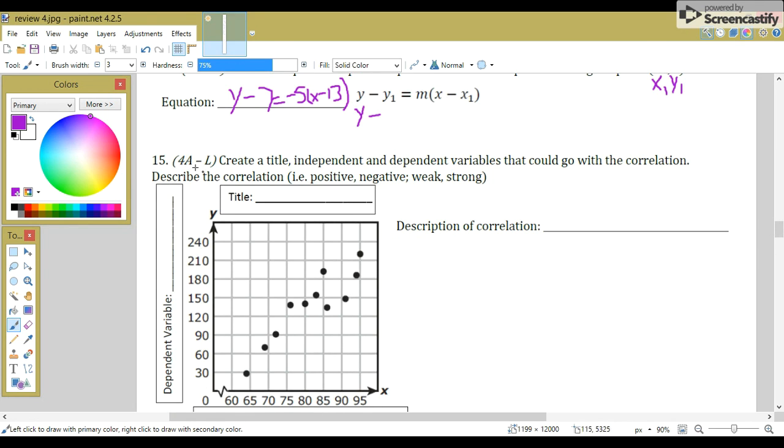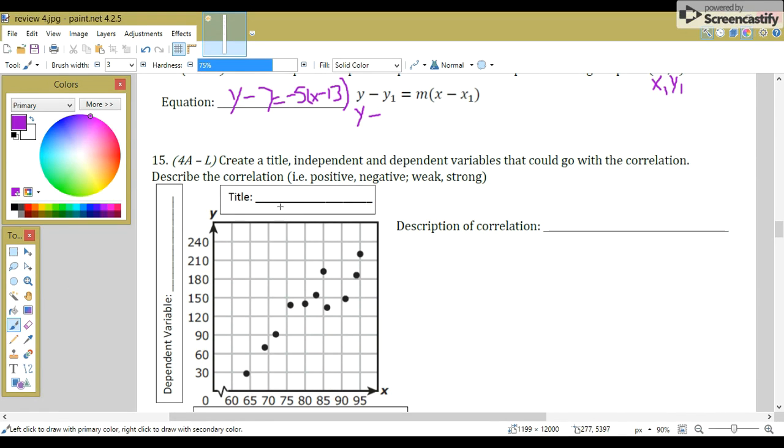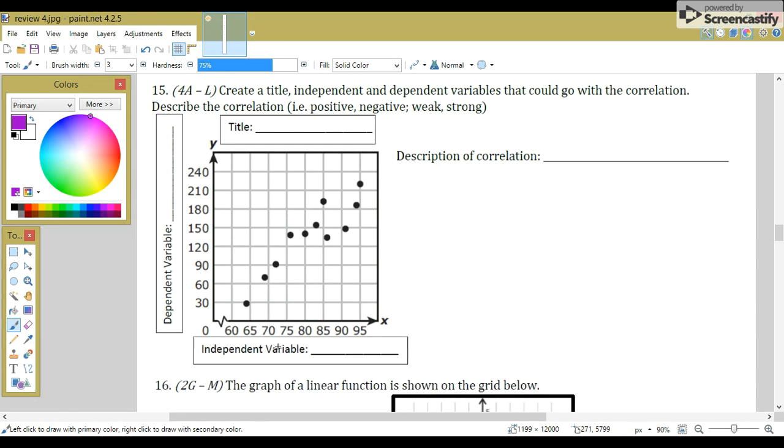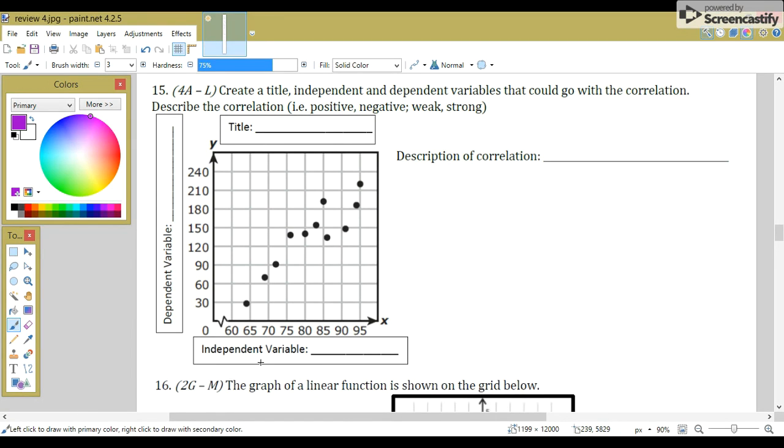Number 15, 4a. Create a title, independent and dependent variables that could go with the correlation. Describe the correlation, such as positive, negative, strong, weak. So a title could be summer. The independent variable could be ice cream. The dependent variable could be, or what would be better, the independent variable could be the heat, and the dependent variable could be the ice cream sales.